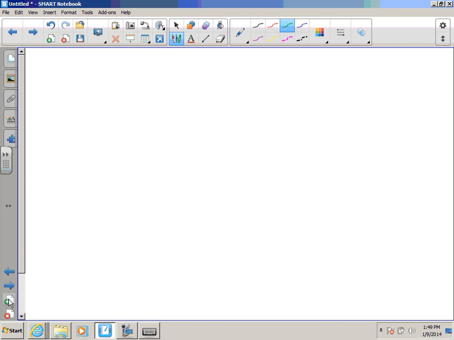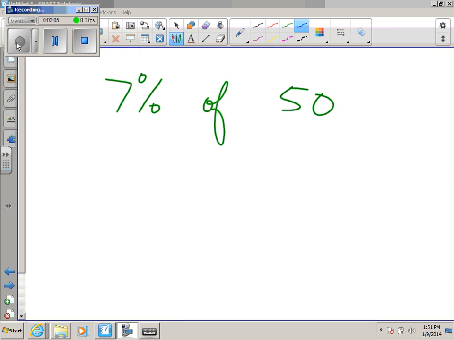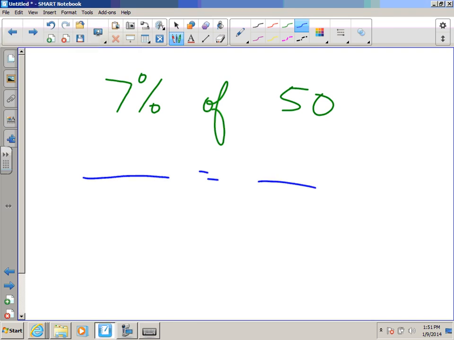See if they have any on there that are unusual. 7% of 50. All right, Joe, so 7 over what? Of 50 means the 50 goes on the bottom.